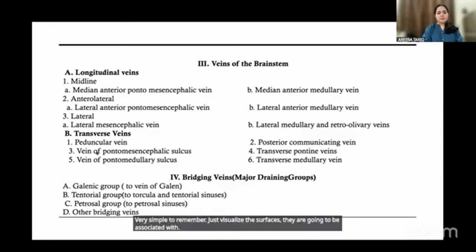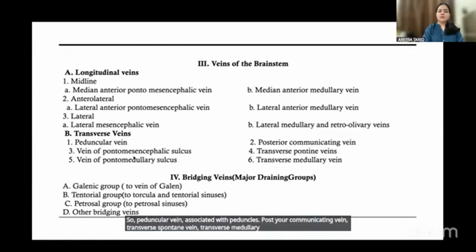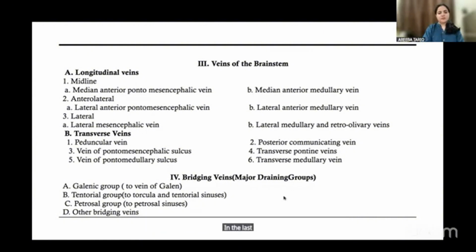The transverse veins, they are a little bit difficult to understand, but let's go through them one by one. So peduncular vein associated with peduncles, posterior communicating vein, transverse pontine vein, transverse medullary vein, vein of pontomesencephalic sulcus, and vein of pontomedullary sulcus. In the last, there are also bridging veins.